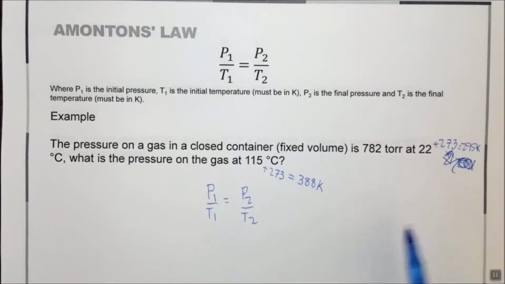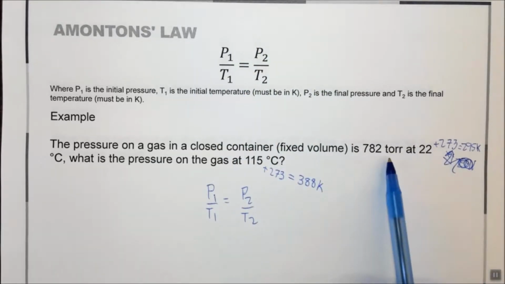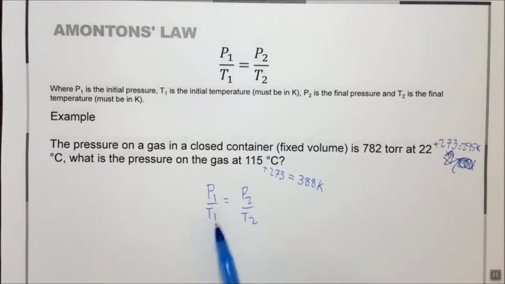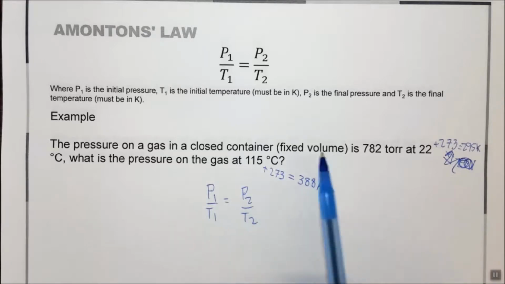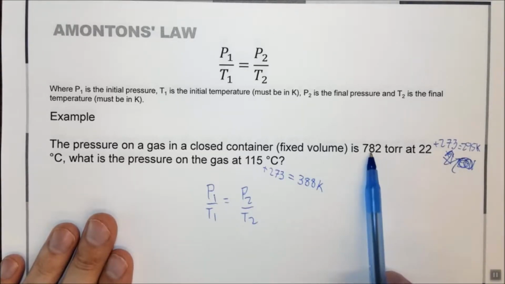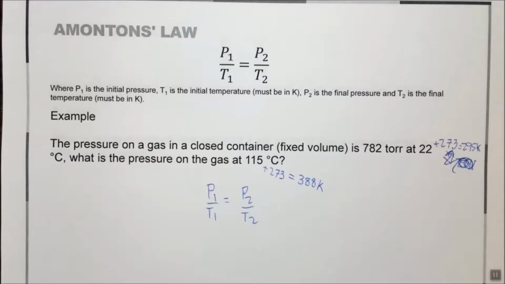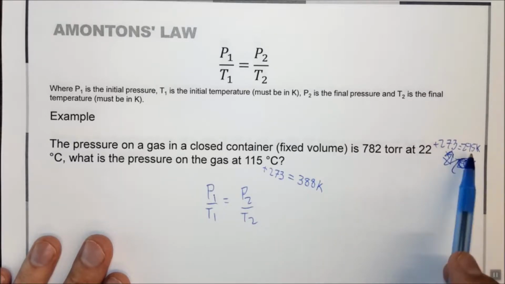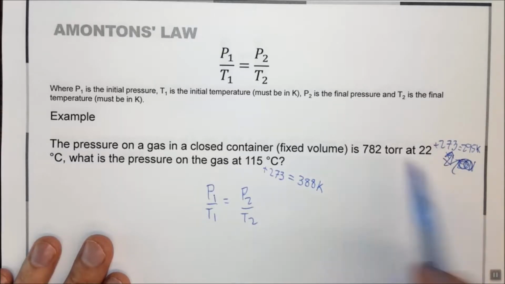Now that we've converted our temperatures to Kelvin, we can plug in. In these equations where we relate two variables, it doesn't actually matter what unit the pressure is in, because it will cancel out. It does matter what unit the temperature is in, because Celsius and Kelvin are not proportional directly to each other, so you do have to convert it. However, the pressure in torr, or the other unit of pressure you learned, atmospheres, are proportional to each other, so it doesn't matter which one you use.